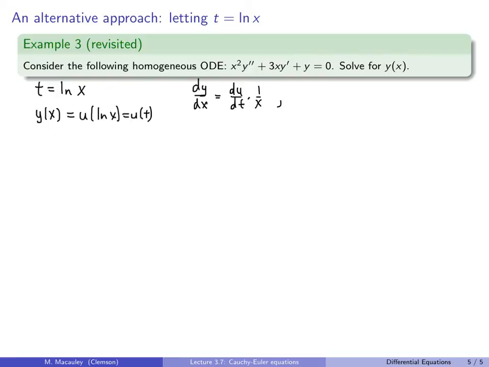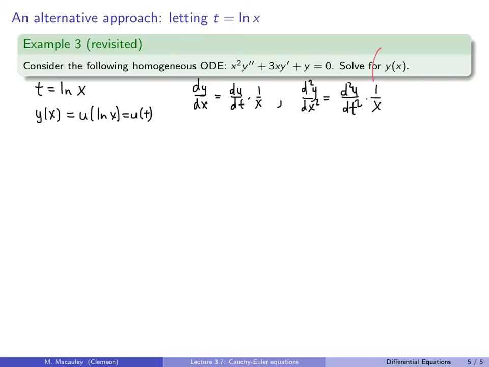And then the second derivative, d squared y dx squared. So that's the derivative of this thing with respect to x. What is that going to be? By the product rule, that's going to be the derivative of this with respect to x. Let's do that one first. Again, that's going to be d squared u dt squared times the derivative of natural log of x, dt dx. So that's 1 over x.